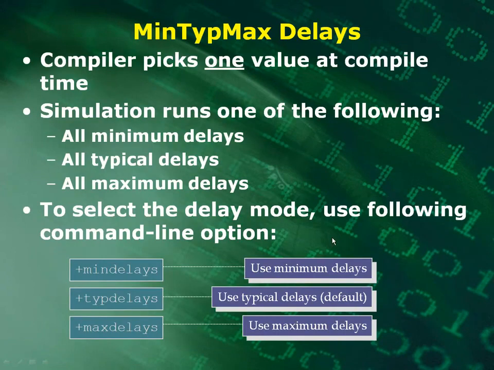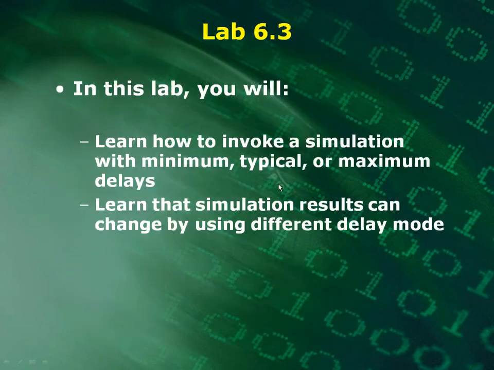So now how do we use these? Well, your Verilog compiler picks one value at compile time, either the minimum, the typical, or the maximum. So simulation will run only one of the following: either all minimum, all typical, or all maximum delays. To select which delay mode you're going to use, you would use the following command line option, like plus mindelays, plus typdelays, or plus maxdelays. So it's just one of these that it's going to use. It's going to do it at compile time, but just one of them.